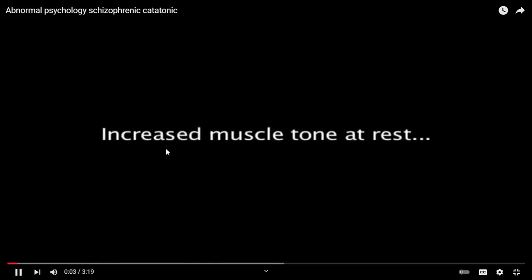Catatonia is a state of increased muscle tone at rest. So increased muscle tone at rest, right? The diagnosis involves performing tests to rule out other conditions and also comparing the symptoms with the standard manuals, which is abolished by voluntary activities and therefore distinguished from extrapyramidal side effects.